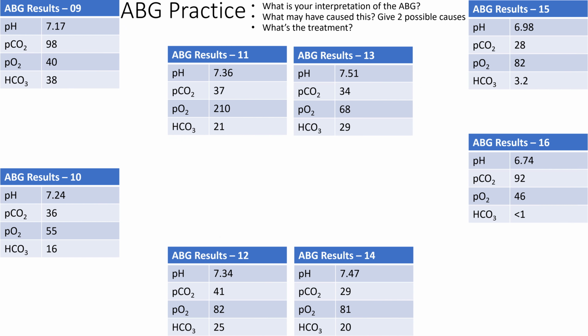All right, number 9. Who has 9? What is 7.17 pH? Acidosis. And then which one of these is acidosis? CO2 or bicarb? CO2 98 is definitely greater than 45, and CO2 is an acid. More acid means more acidosis, right? And then bicarb at 38, what is that, alkalosis or acidosis? That's alkalosis, right? So what caused it? It was definitely the CO2. So what might have caused the CO2 to be 98? Overdose, right? They overdosed on something, they got a narcotic. What's another reason?